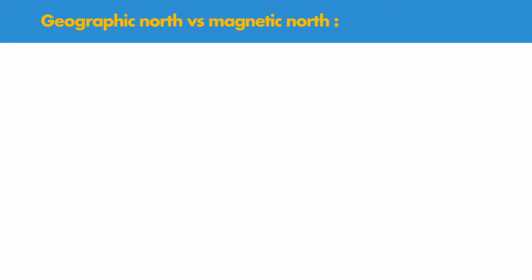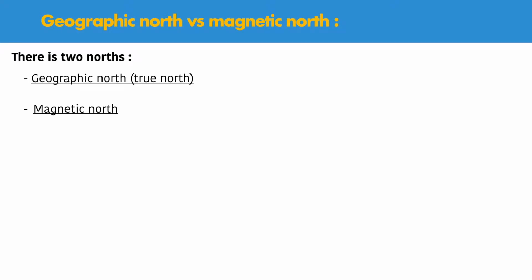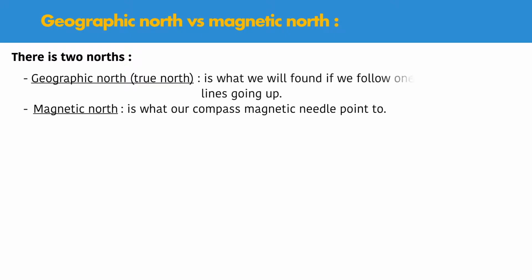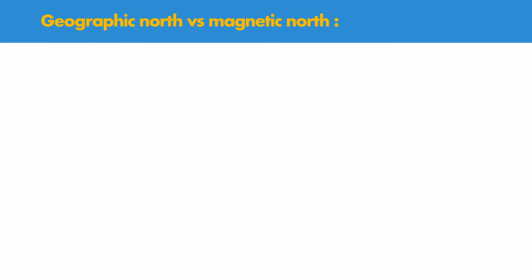When we were little, they taught us that the magnetic needle of a compass points to the north of the map, which is not always true. Why? Because there are two norths, the geographic north and the magnetic north. The magnetic north is what our compass needle points to, and the geographic north is what we would find if we followed one of the meridian lines going up. And they are not at the same spot.